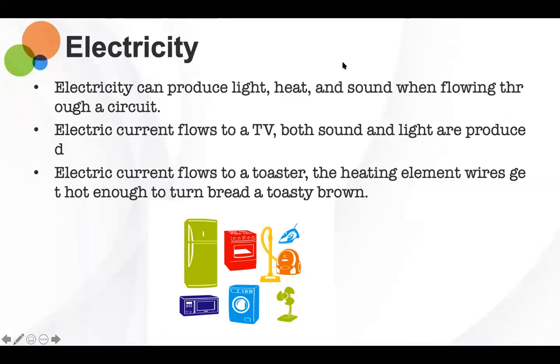All right, so electricity. Electricity can produce light, heat, and sound when flowing through a circuit. So we saw when the electric charges are moving through the wires to the resistance, to the resistor, which was the red material, that's how electricity moves. And as we said, when we increase the voltage, what happened to it? Did it get hotter or colder again?